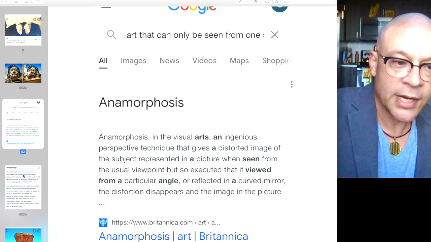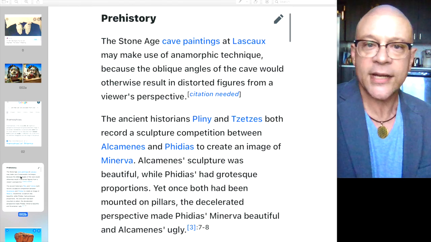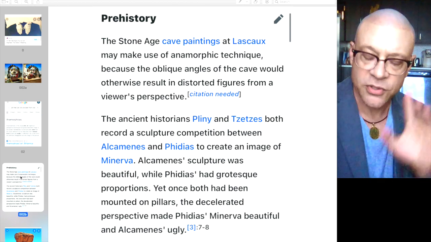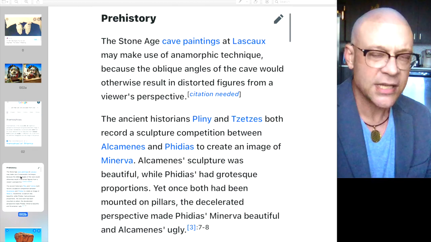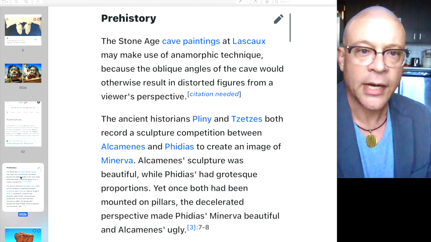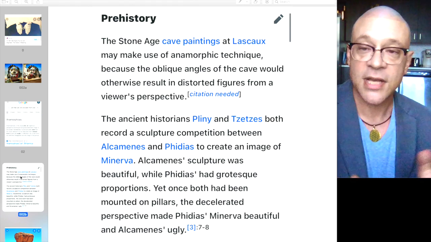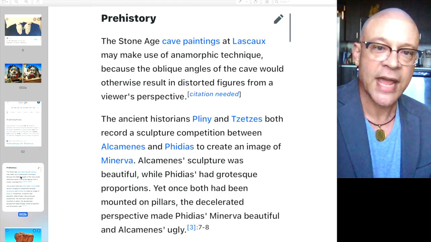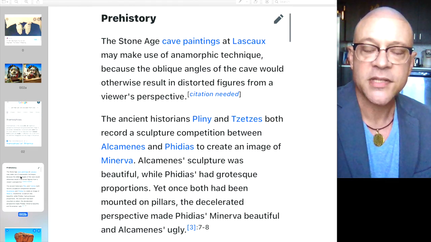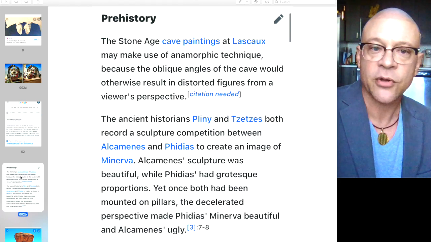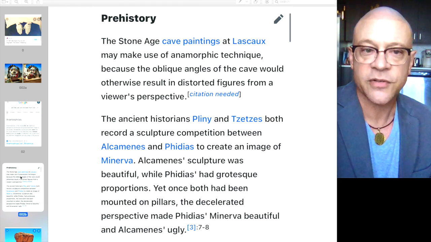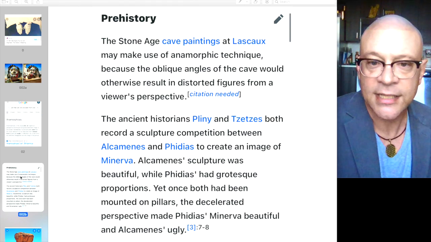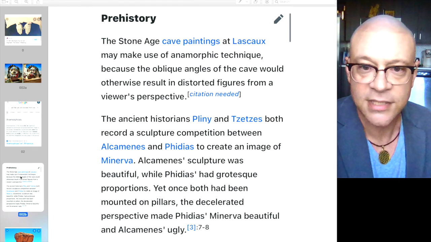All right, so the Stone Age cave paintings at Lascaux. I said there were 30,000 years. They're 17,000 years, I believe. The Stone Age cave paintings at 17,000 years old at Lascaux may make use of an anamorphic technique because the oblique angles of the cave would otherwise result in distorted figures from a viewer's perspective. Also goes back to Pliny and Tzetzes. I hope it's not testes.